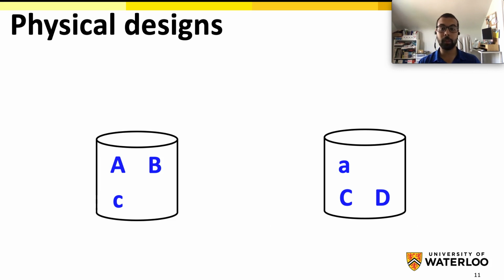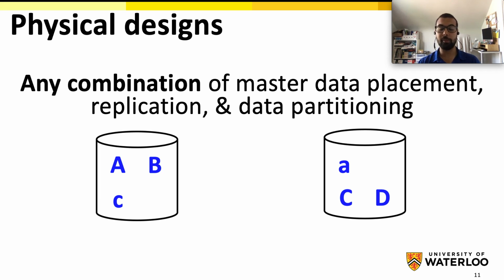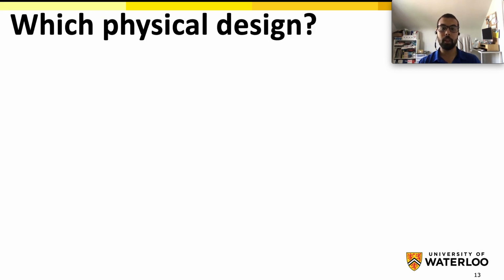However, a selected physical design, such as the one shown, can be any combination of master placement, replication, and data partitioning. This flexibility allows us to choose alternative physical designs. But we are faced with the question, which physical design should we use?